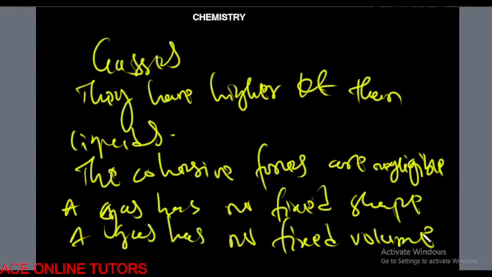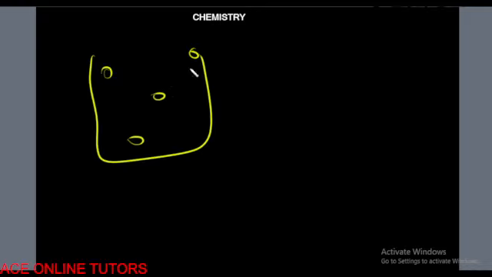So gases have no fixed shape. They also do not have a fixed volume. Now, because these particles are very free to move about, let's say you have gas molecules, look at how far apart they are. They are just moving anyhow.